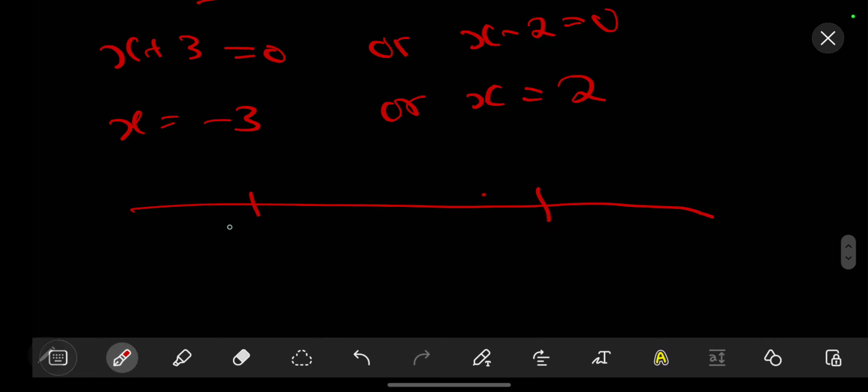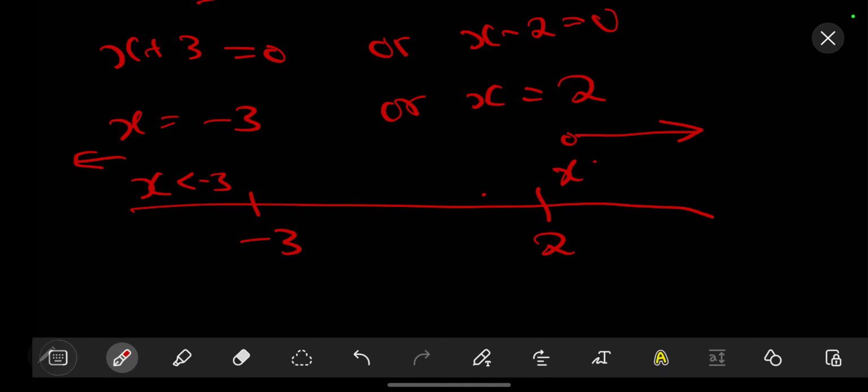Then we are going to have our number line, which can just help us know the values that we have. So we are going to have our negative 3 here, we have our 2 there. Then all the values that are on the left of negative 3 are less than negative 3. Then here, all the values that are this side are greater than 2. So our x is greater than 2 at this point. Then here it will be an interval, beginning at negative 3, less than x, less than 2, like that. So these are what we have.